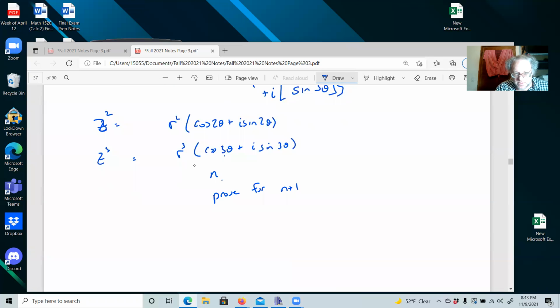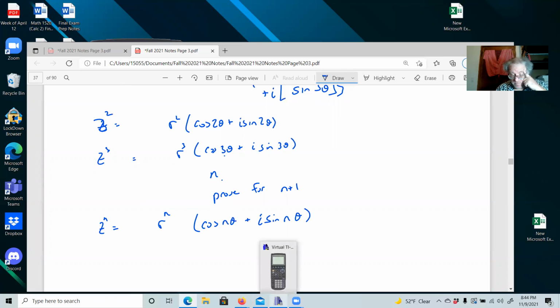Okay, so this is going to be z to the n is equal to r to the n, cosine of n theta plus i sine of n theta. So if you ever found yourself in a position where you had to find the 27th power of a complex number, there's an easy way to do it, and this is it.